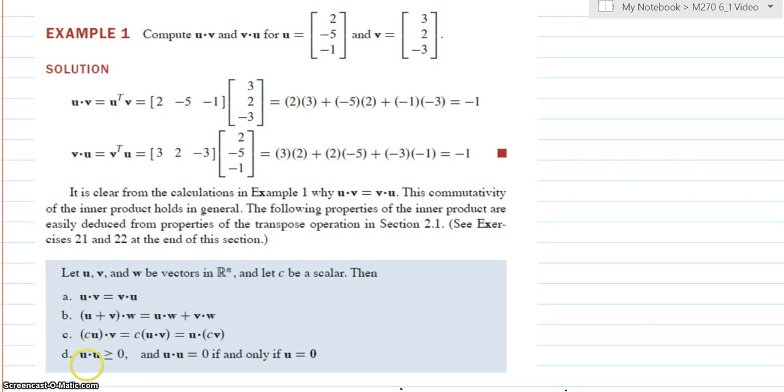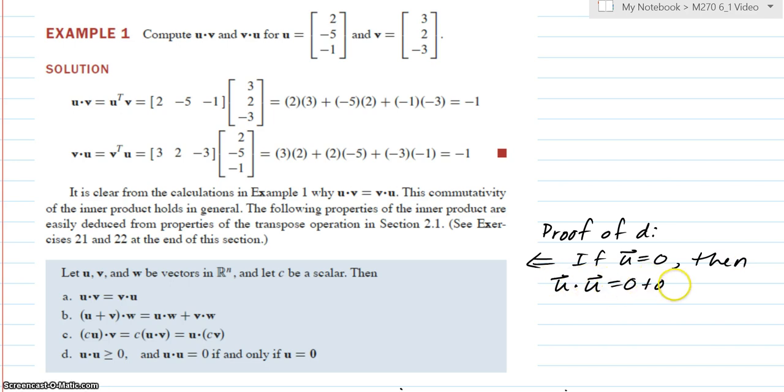It says u dot u is greater than or equal to 0, and u dot u is equal to 0 if and only if u is equal to 0. So let's go ahead and show that. Again, if and only if means both ways. So I'm going to start with going this way. If u equals 0, then u dot u is just 0 plus 0, no matter what size it is. So you would have that it's equal to 0. That 0 is not a vector.